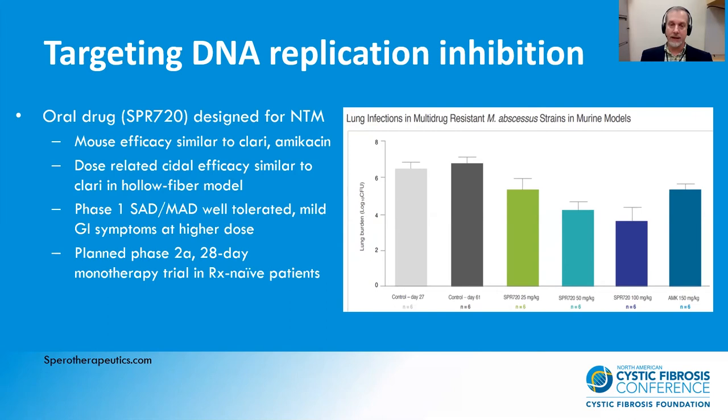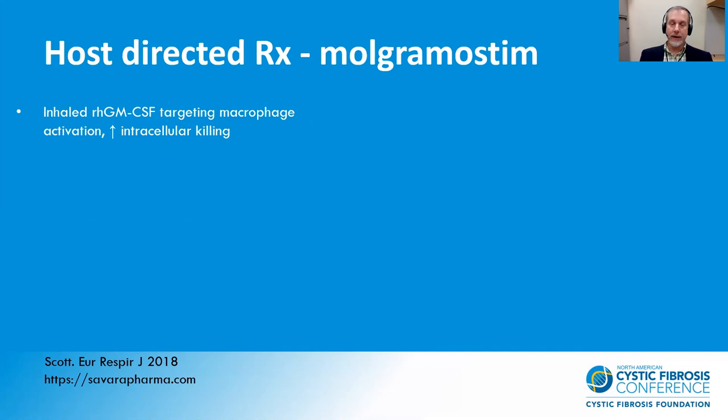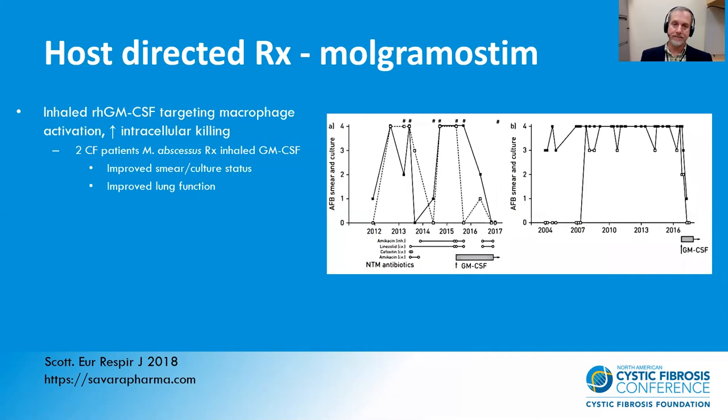An example of host-directed treatment is the use of the drug molgramostim, in an inhaled form. This is a recombinant human GM-CSF, which targets macrophage activation, with the thought that if you could rev macrophages up, you may be able to increase intracellular killing of NTM. Again, a case report of two patients with M. abscessus who were both treated with inhaled GM-CSF.